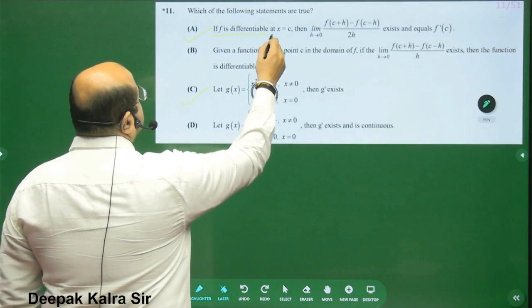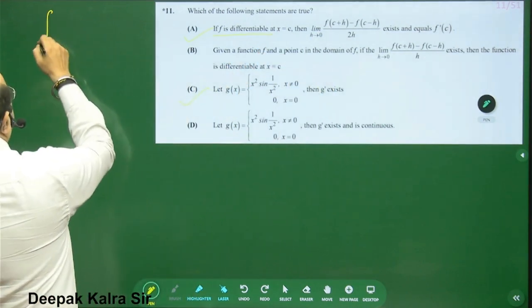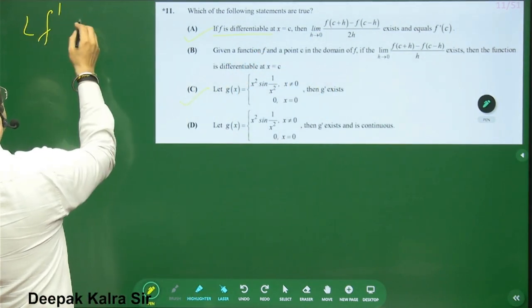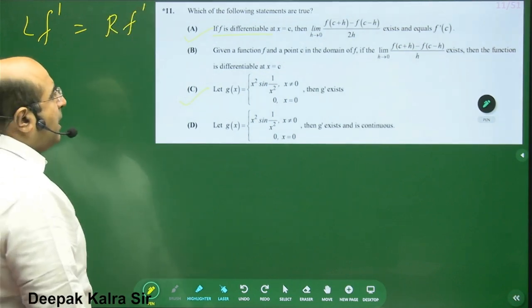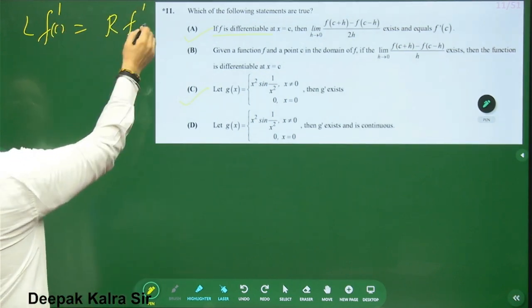Okay. So which of the following statements are true? f is a differentiable function, already known. When a function is differentiable, the left hand derivative should be equal to the right hand derivative, right? At x equal to c. So they are just telling me at c.